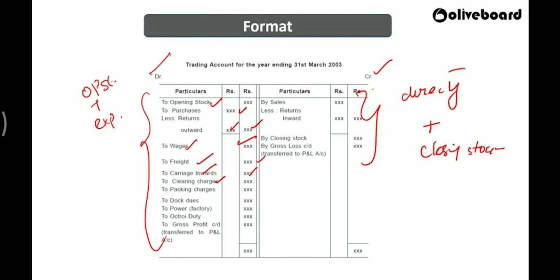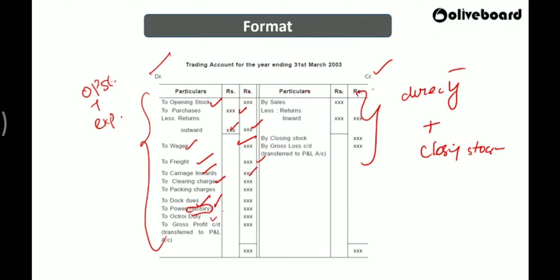Dock dues, again if you have any customs or any imports, where you have stored goods in a customs godown, you have to pay dock dues. Dock dues means in case of imports it will come. Power means electricity, which relates to the factory. See the word here, I use the word factory. Suppose if it is for the admin office, it will go to the P&L statement, not for trading, because the factory is directly related to your production activity.